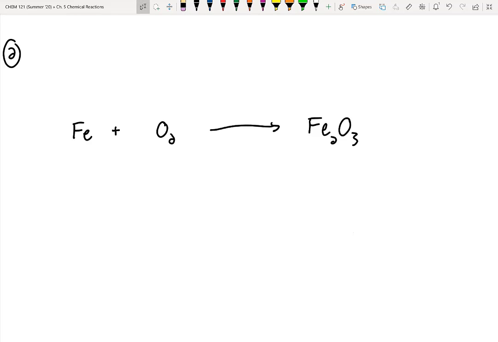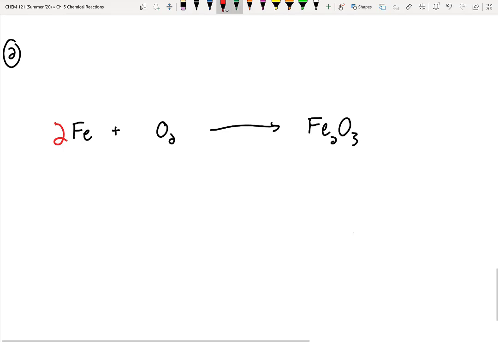We've got to balance it, right? So when I look at this, I'd immediately start with the iron and I'd say, well, we've got 2 irons on the right, but only 1 on the left. So I'm just going to go ahead and throw a 2 in front of the iron here. That way I have 2 irons on each side, right? Okay.